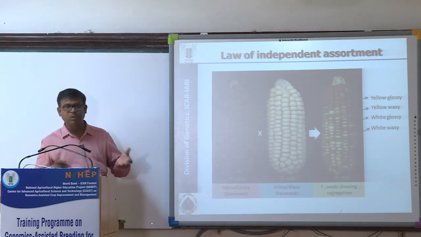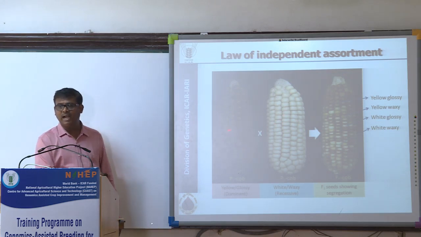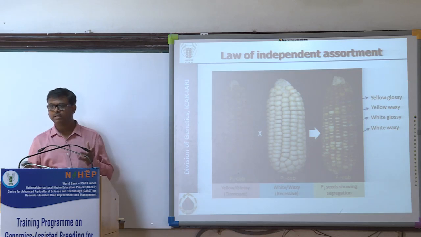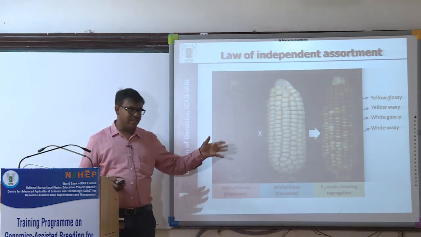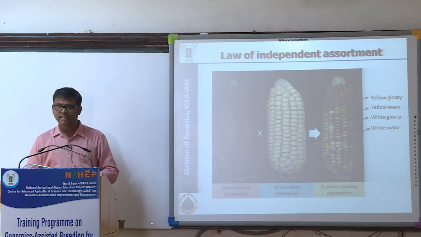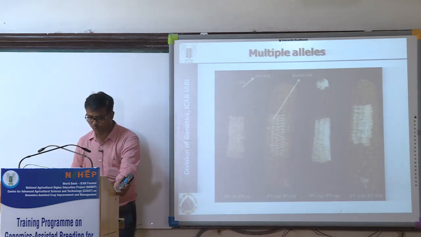Because of the 2 genes, your waxy gene is present on chromosome 9, and the gene for yellowness is present on another chromosome. So it is independently segregating. Okay. So with this we can also explain Mendel's second law of independent assortment, that 2 genes are segregating independent of each other, and the ratio is 9:3:3:1.